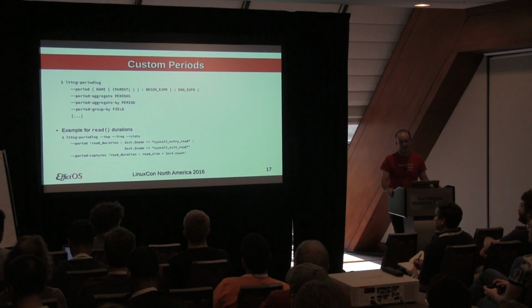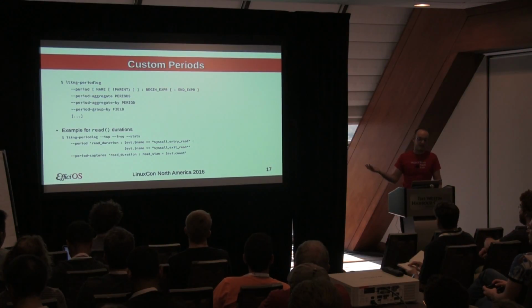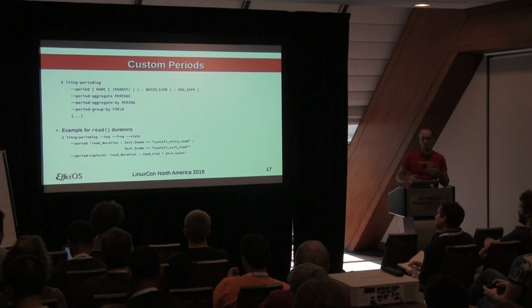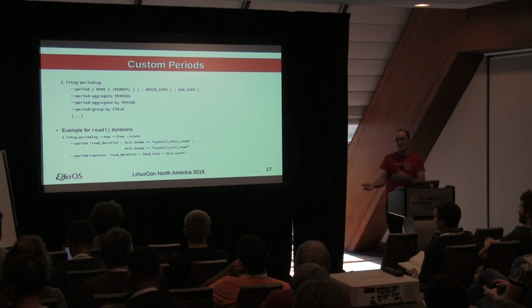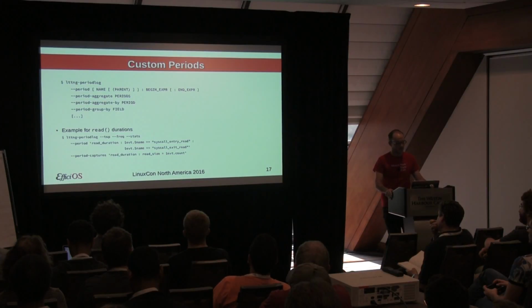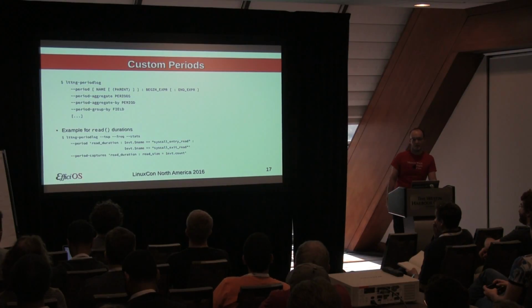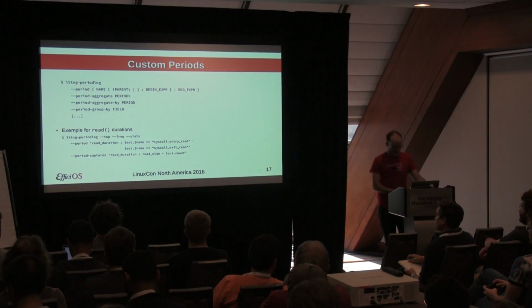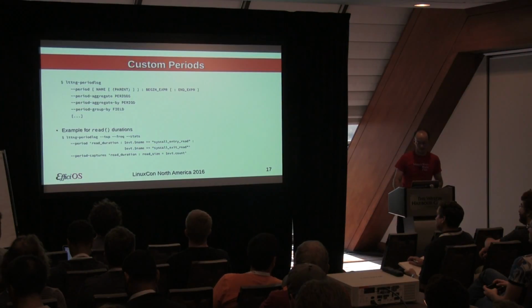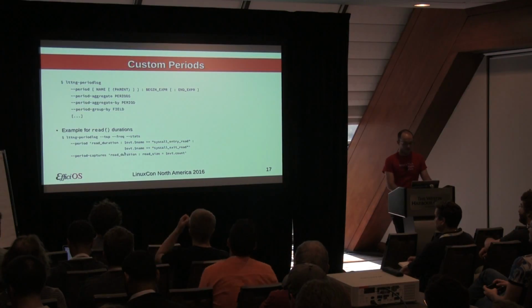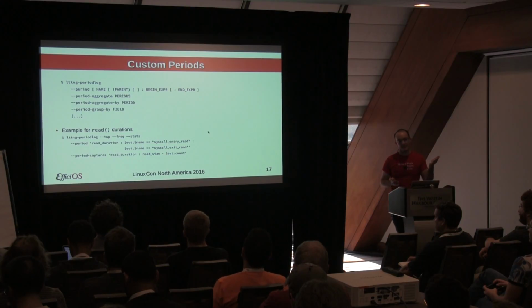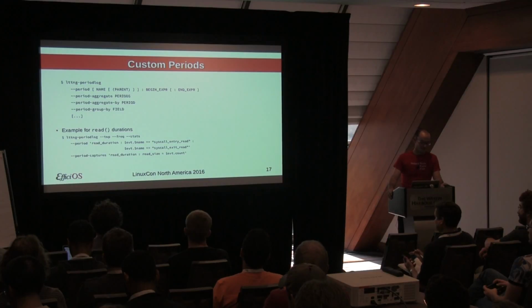The realization we had in the last month or so is that basically all of that could be generalized and made useful to people tracing their user space application and the kernel at the same time. And so you can define your own periods now. To use the same example with the read, that would correspond to defining a period as starting at the entry read and ending at the exit read event. And you can capture a number of things.